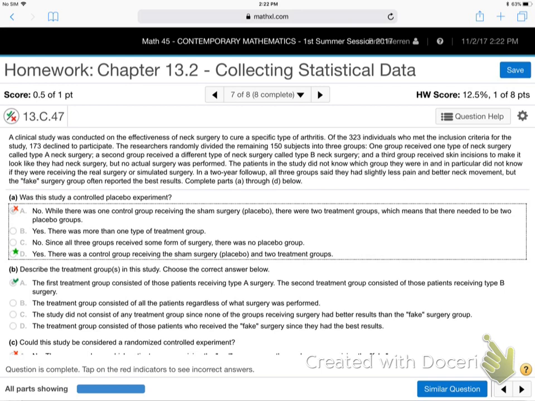Was this study a controlled placebo? Yes. There was a control group receiving the sham surgery, the placebo, and 2 treatment groups. Does that make sense? There was a control group, so that is a controlled placebo experiment. Are those words making sense for you?